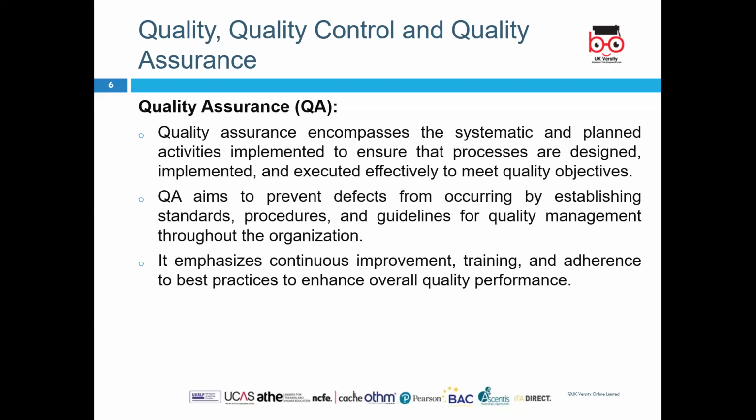So like I said, it could be adherence to certain quality standards such as ISO standards, or it could be BS 7799 standards in services. So these are the various quality standards. Then it emphasizes continuous improvement, training, and adherence to best practices to enhance overall quality performance. So these are quality assurance parameters.